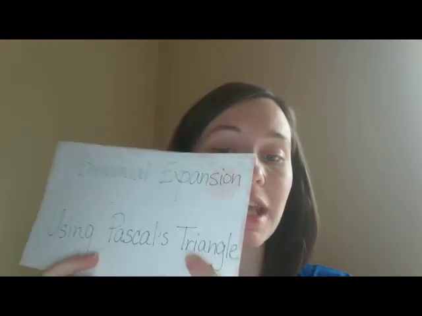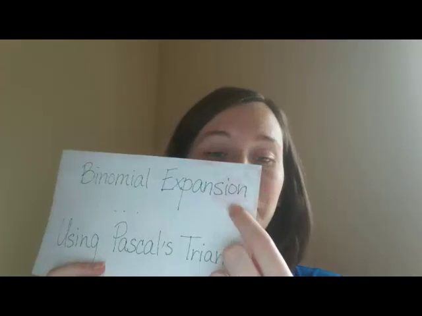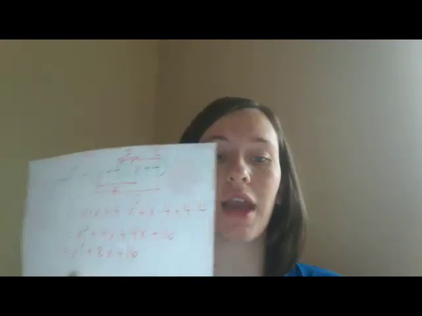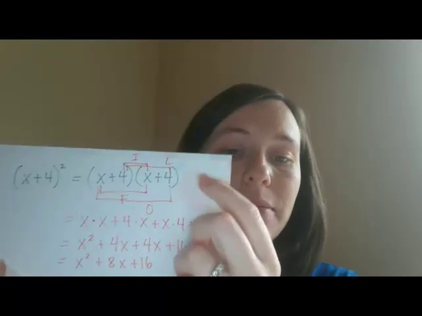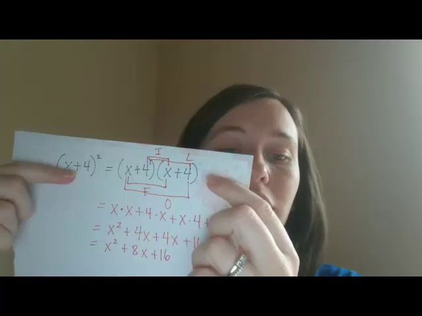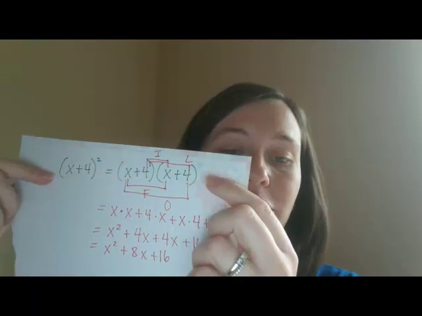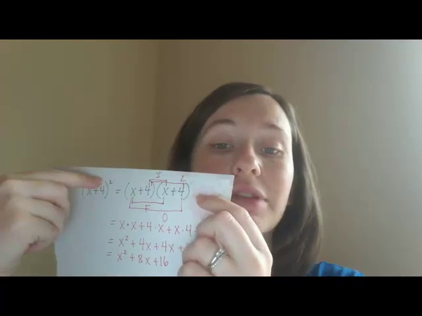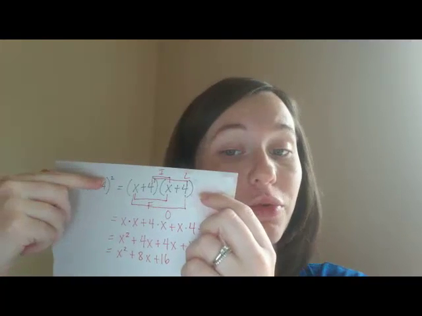So before we even get to Pascal's triangle, let's talk about binomial expansion. What does that mean? Here's an example: (x + 4) to the second power. Notice that you have two terms inside your parentheses, x and 4. That's where the "bi" comes from, for 2. And you have an exponent outside of the parentheses. In this case, it's 2.